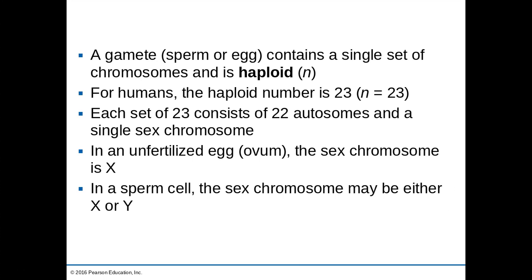The haploid also makes sense for gametes because if you think about how they come together, you need an egg and a sperm. 23 in the egg, 23 in the sperm, they come together to form one single zygote, and that has 46 chromosomes.